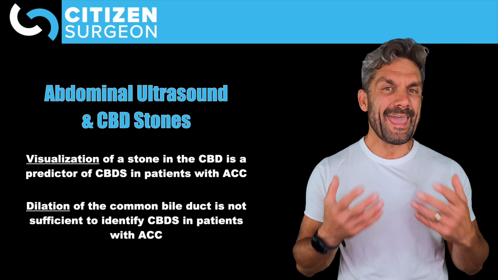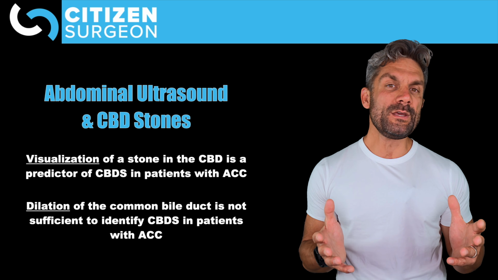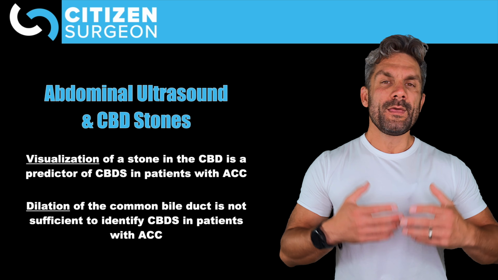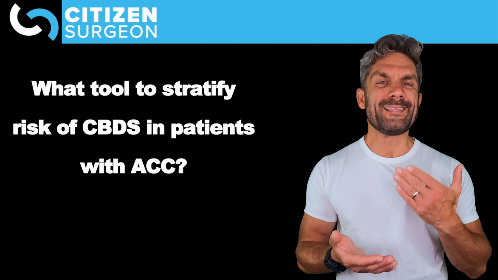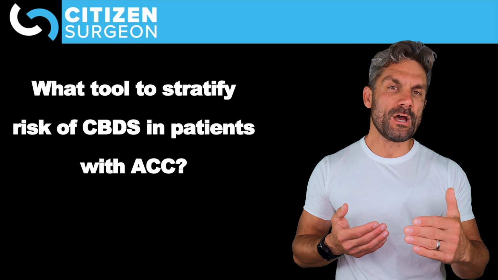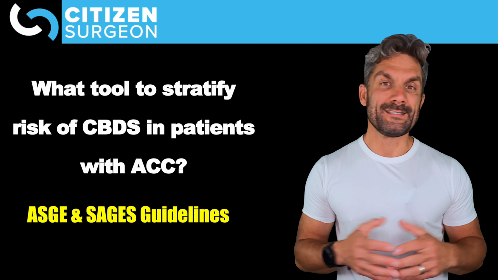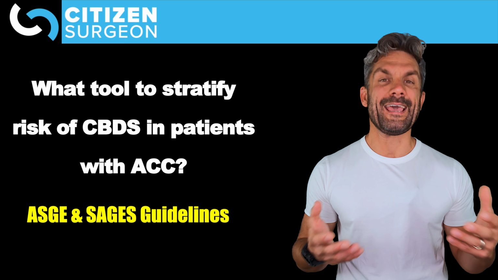Now, sometimes we can't see a stone, but we can see that the bile duct is dilated. So how do we use that information? Well, we ask ourselves, what tool is the best to stratify the risk of common bile duct stones, so the CBDS, okay? Well, that is the SAGES criteria. That is the SAGES guidelines, okay?